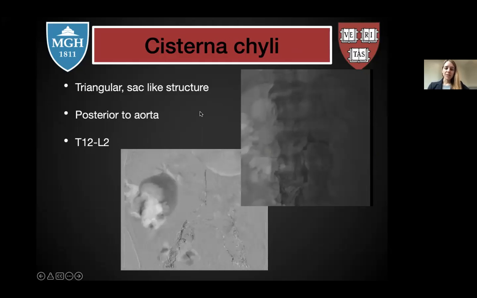Again, then the next step is to look for the cisterna chyli, which, as you may remember, is a triangular sac-like structure in the upper abdomen located posterior to the aorta at the level of T12 to L2. So this is a very thin cisterna chyli, and this is somewhat easier to access, larger triangular appearance of another patient.